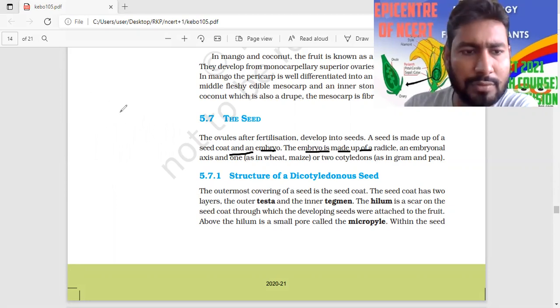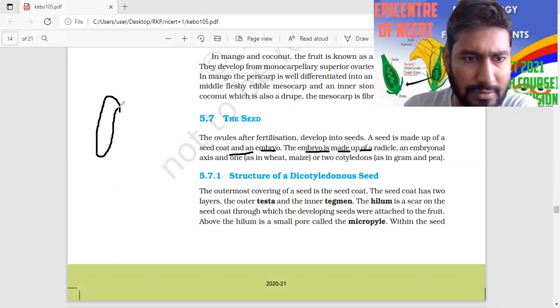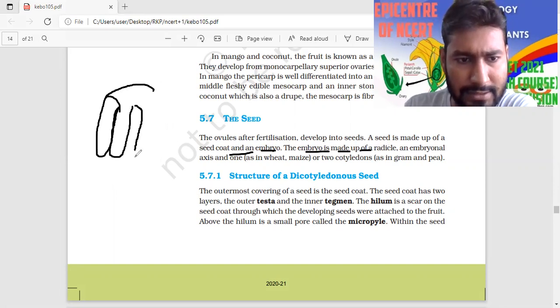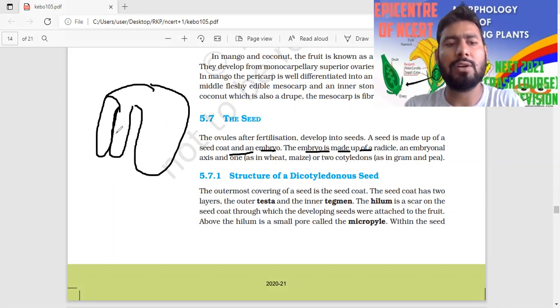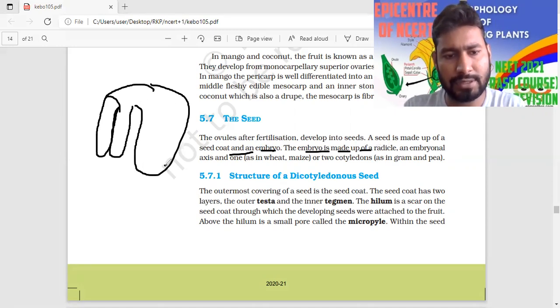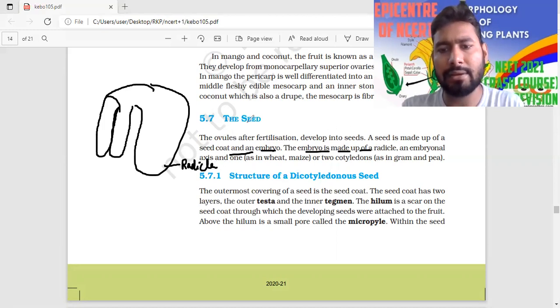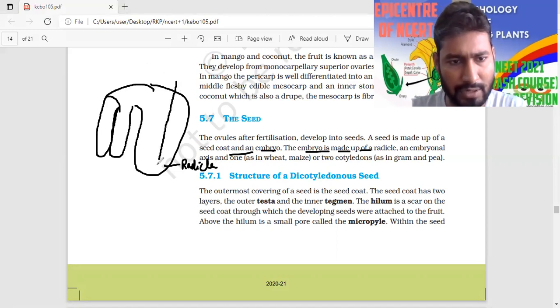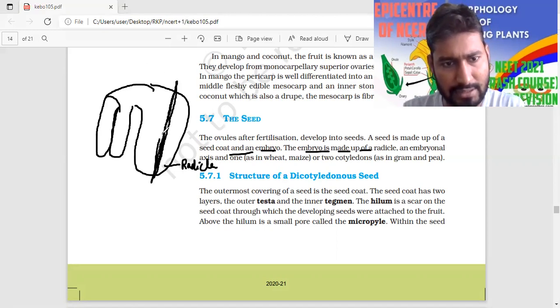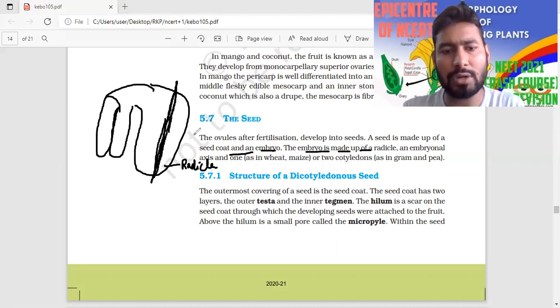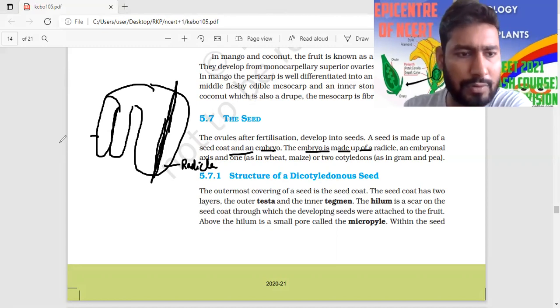If you check the embryo, now look at the structure. This is the cotyledon. They have two different types of cotyledons. Here the embryo is made up of the radicle and the embryonal axis. This is known as the embryonal axis. And one more, that is the cotyledon. This structure is known as the cotyledons.